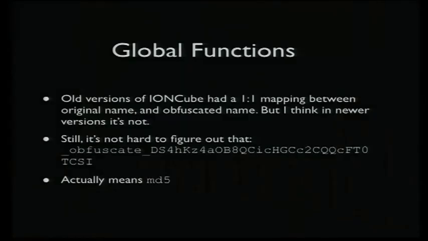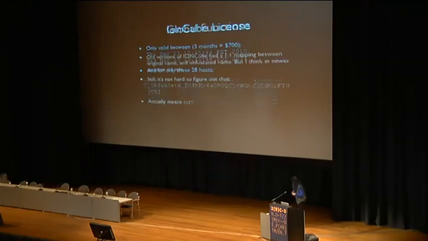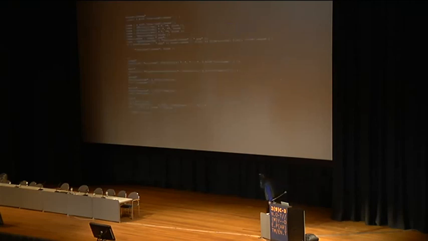It also obfuscates a lot of the API calls for PHP. In the older versions, there's a one-to-one mapping, so there's a giant list of the obfuscated name and the actual function name. In the later versions, they changed it, but it's still not that hard to figure out that something like this actually means MD5, based on context and number of arguments. I should probably put up a better example, that's probably too hard to see. But you can see the strings are okay, most of the global variables are okay. It's mostly just the function calls.